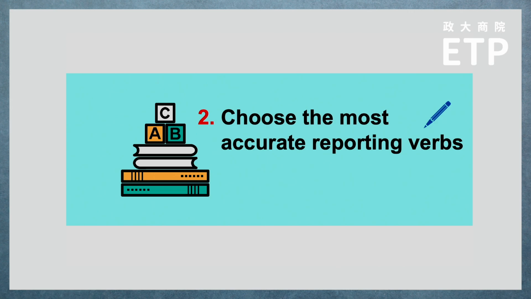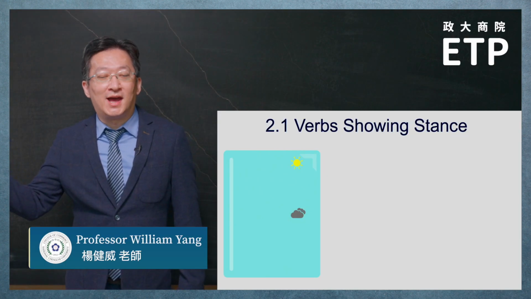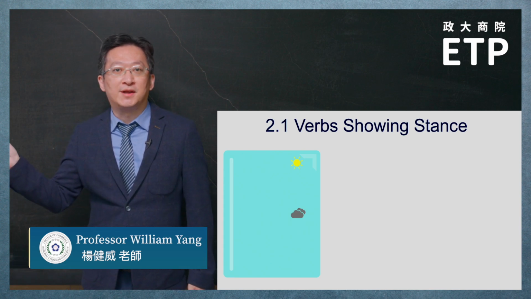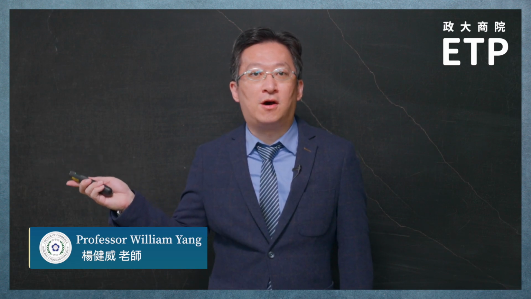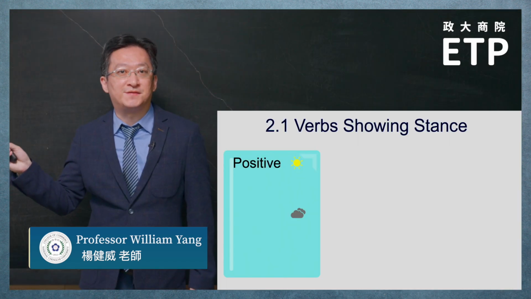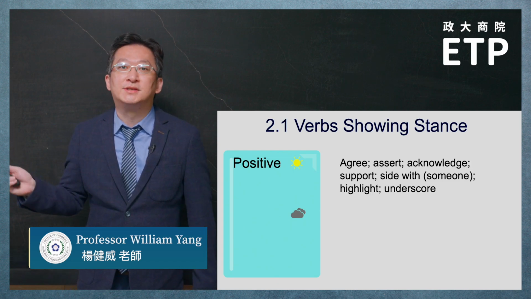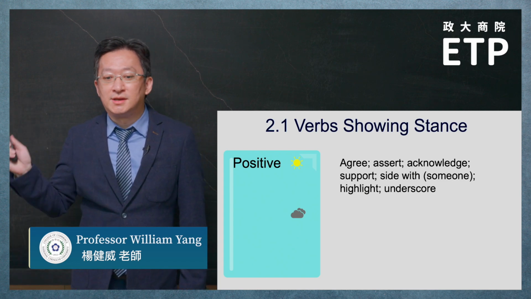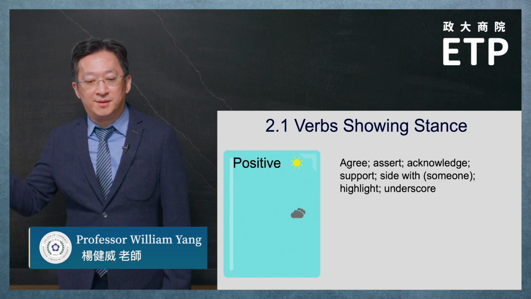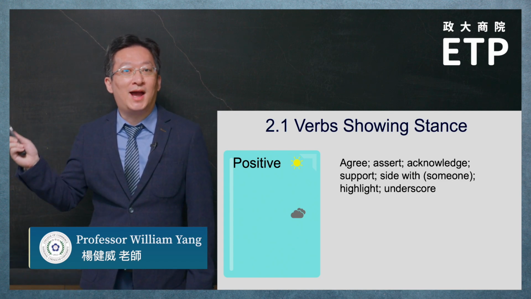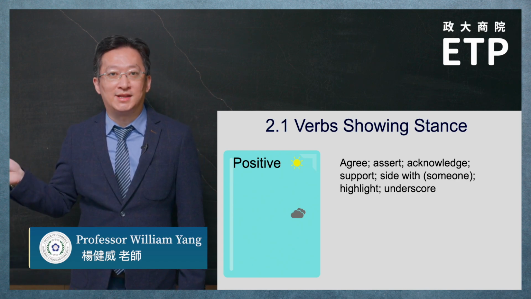All right, so now let's talk about how to use the reporting verbs, how to choose the most accurate reporting verbs. If you look at the slide, we can classify reporting verbs, for example, in terms of stance and view of the author or the speaker. For example, we can have reporting verbs that show positive stance. So you can say the author, the speaker, agrees, asserts, acknowledges, supports, sides with a person, or the author or speaker highlights or underscores an idea.